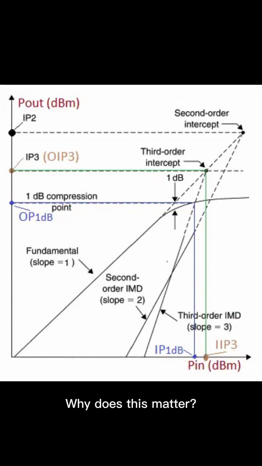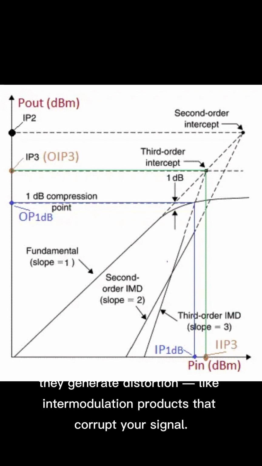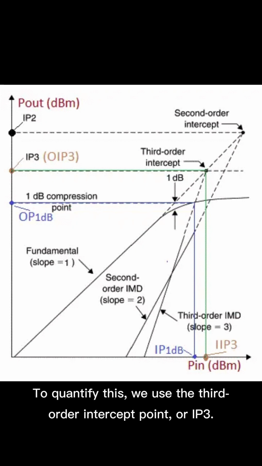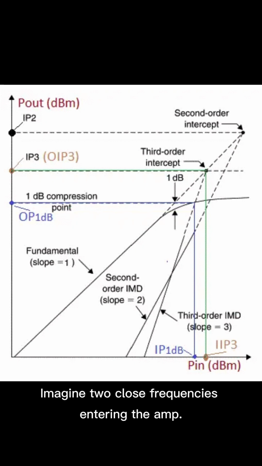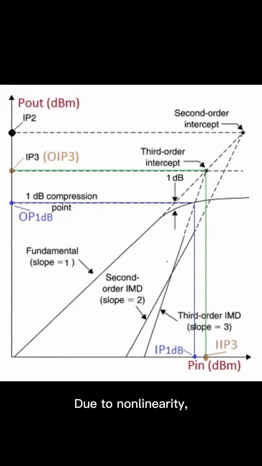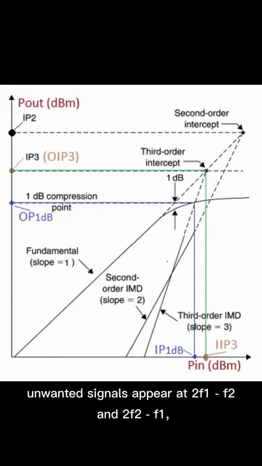Why does this matter? When amplifiers become nonlinear, they generate distortion, like intermodulation products that corrupt your signal. To quantify this, we use the third-order intercept point, or IP3. Imagine two close frequencies entering the amp. Due to nonlinearity, unwanted signals appear at 2F1 minus F2 and 2F2 minus F1, interfering with your main channel.